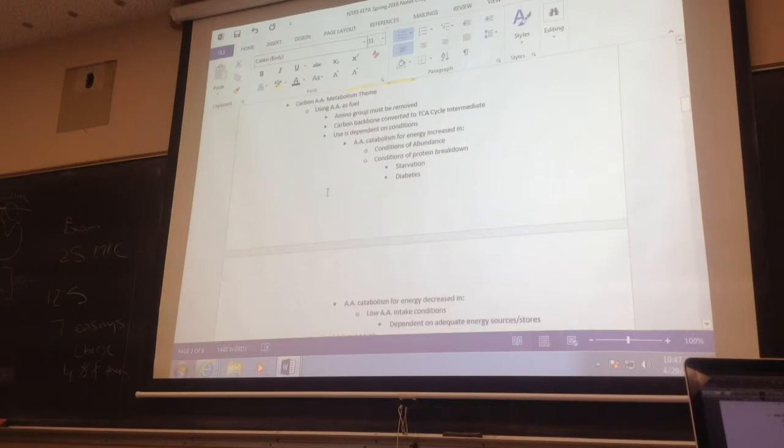The carbon theme is when you get rid of the nitrogens, then you have to convert it to another step, which is a tricarboxylic acid cycle intermediate. What that means is, let's just look at the figure before, it'll be easier to see. Okay, so this is figure 14.10.